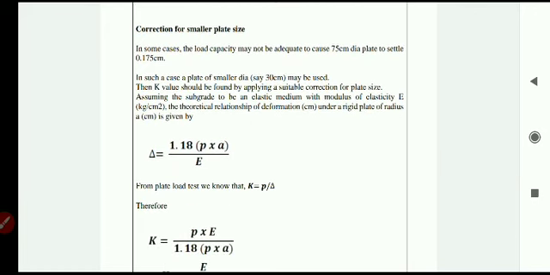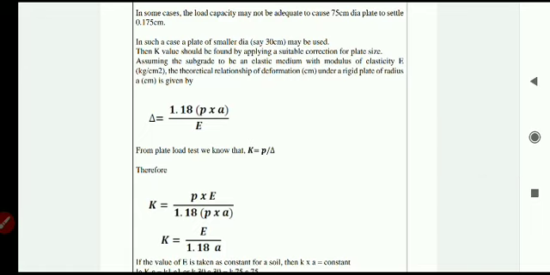See, sometimes what happens, larger diameter plates are not considered. During that time, with the standard factor of safety, 30 centimeter diameter plates are taken and the settlement test is carried out. For that we have this formula, K equals Pxe divided by 1.18 into Pxa. So this is the standard formula to calculate the modulus of subgrade reaction.